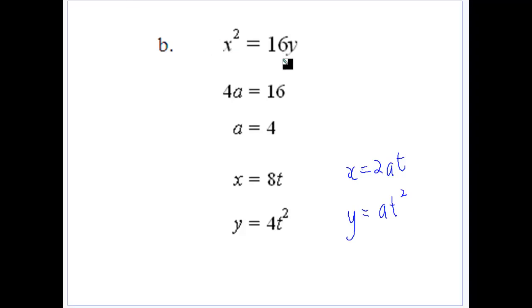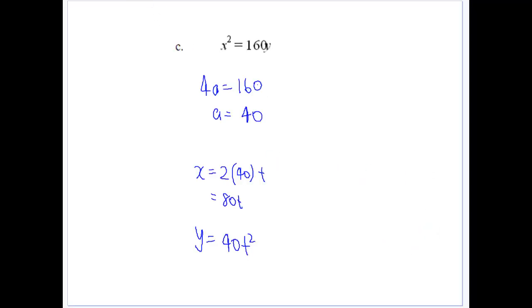x squared is equal to 16y. Again, we get back and get the 2at and at squared, sub the a in. Once we found the value of a, we can find our parametric equation very easily. See there, again, it's about getting that value of a. This time it's 4. So 2 times a times t, and at squared.